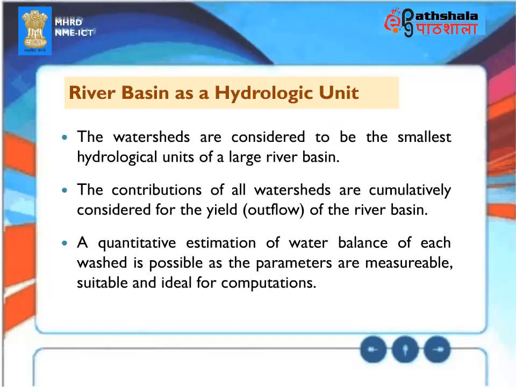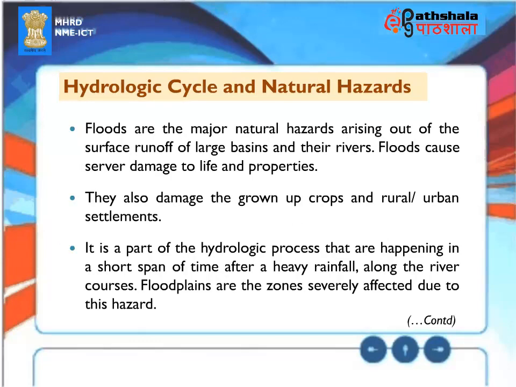The watersheds are considered to be the smallest hydrological units of a large river basin. The contributions of all watersheds are cumulatively considered for the yield or outflow of the river basin. A quantitative estimation of the water balance of each watershed is possible, as the parameters are measurable, suitable, and ideal for computations. Hydrologic cycle and natural hazards.